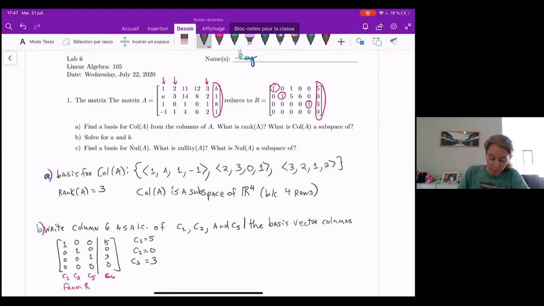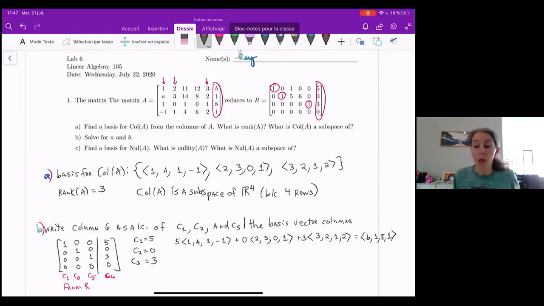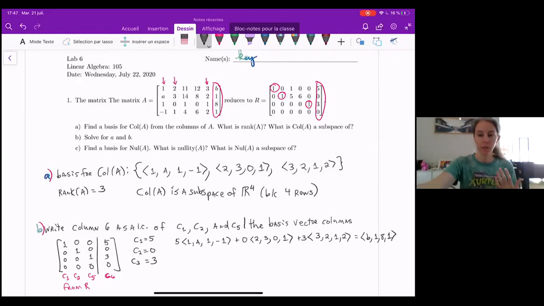So this tells me that 5 times (1, a, 1, negative 1), plus 0 times (2, 3, 0, 1), so really, I don't even have to write that. That's not useful to me. Plus 3 times (3, 2, 1, 2) is equal to (b, 1, 8, 1). All right. So now I know that these things have to be equal. What does it mean for vectors to be equal? For each of their components to be equal.